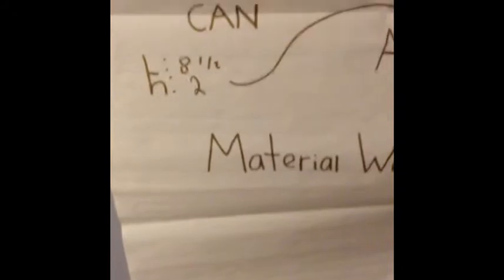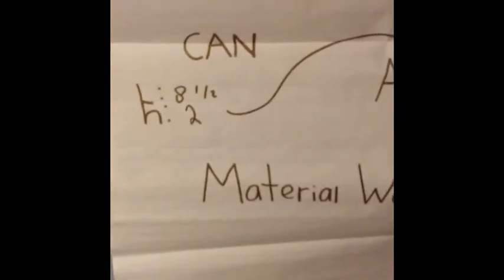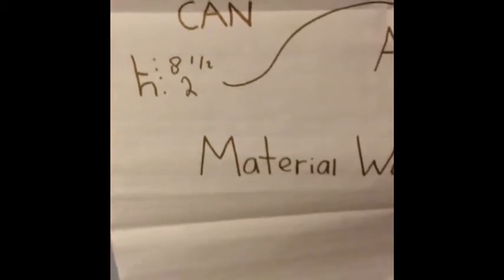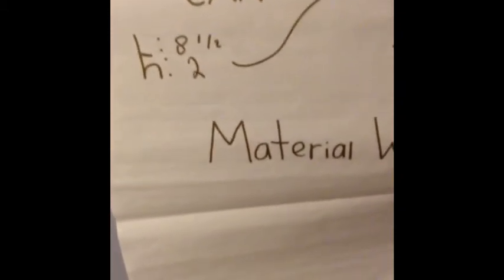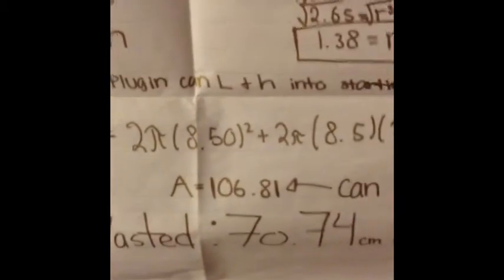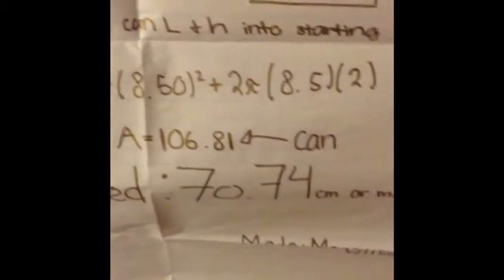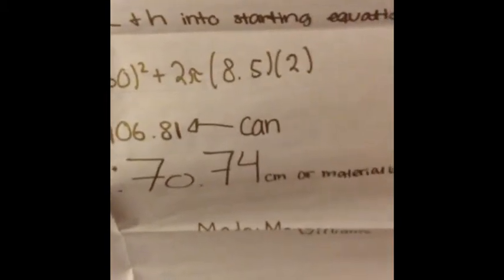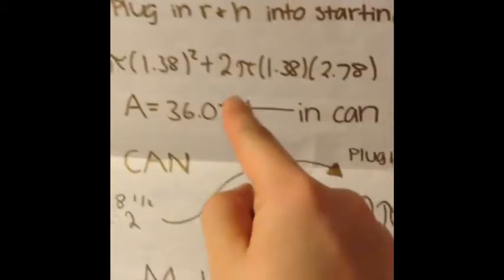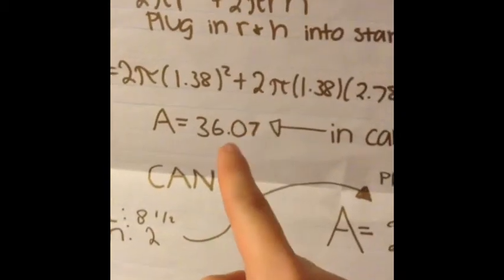Now, if you're going to take the actual can and use a shoelace, a string, anything you want to see its length and height. You're going to use a shoelace because you have to take the shoelace and wrap it around the can. It's going to be 8.5. Height will be 2. And you're going to plug your length and height into the starting equation. It's going to be 2 pi times 8.5 squared plus 2 pi 8.5 times 2, which is 106.81 for the can. That's your actual material being used, and that is how much is in the can.